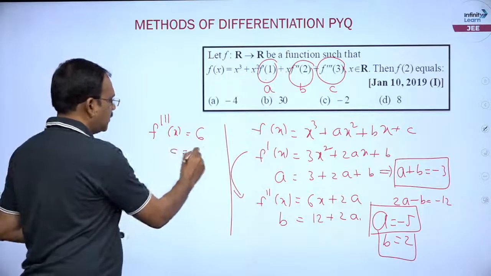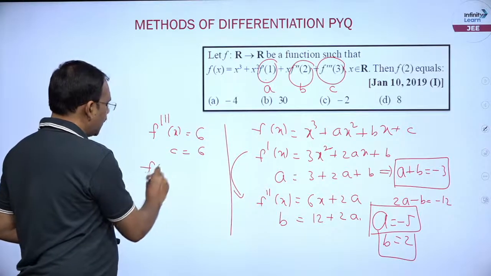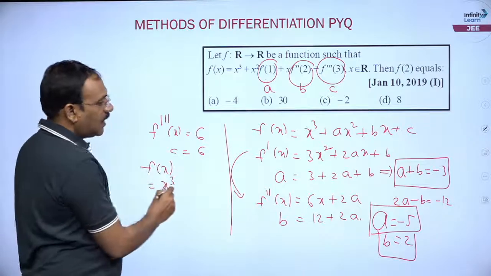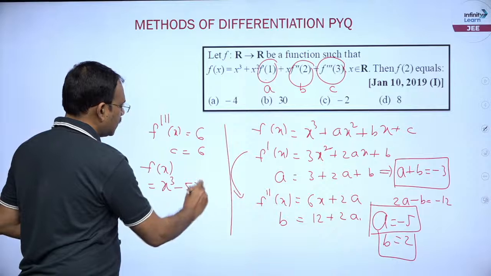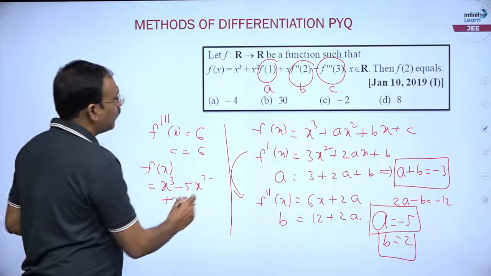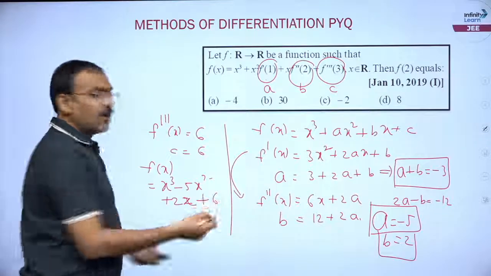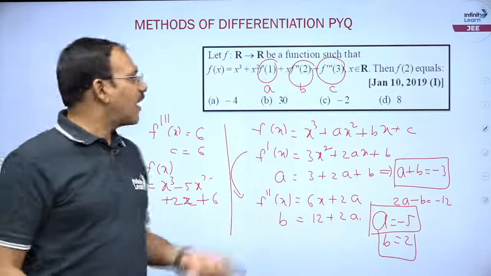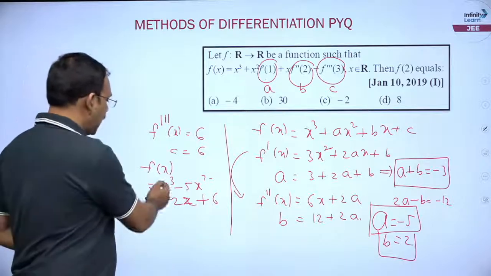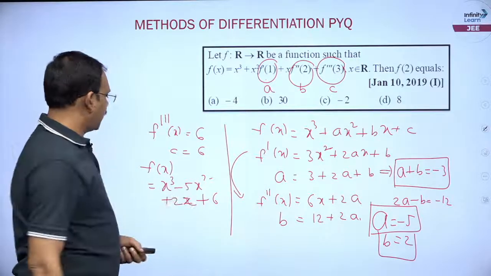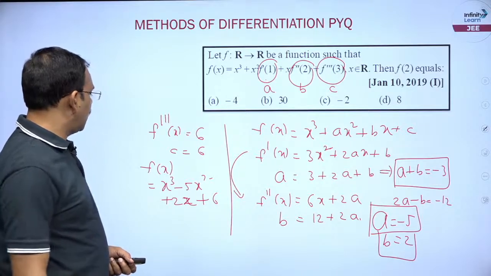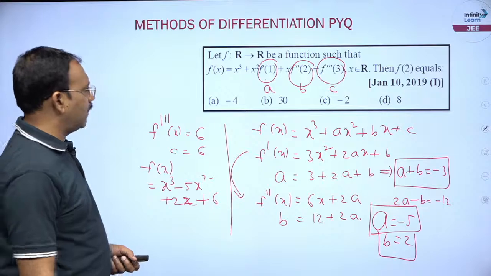C value is 6. So, f of x now you know, which is x cube plus a, that is minus 5x square, plus b is 2x, plus c is plus 6. Now, f of x is completely known. Can't you find f of 2? Put x is equal to 2, you get the answer. That is 8 minus 20 is minus 12, plus 4 is minus 8, plus 6 is minus 2.